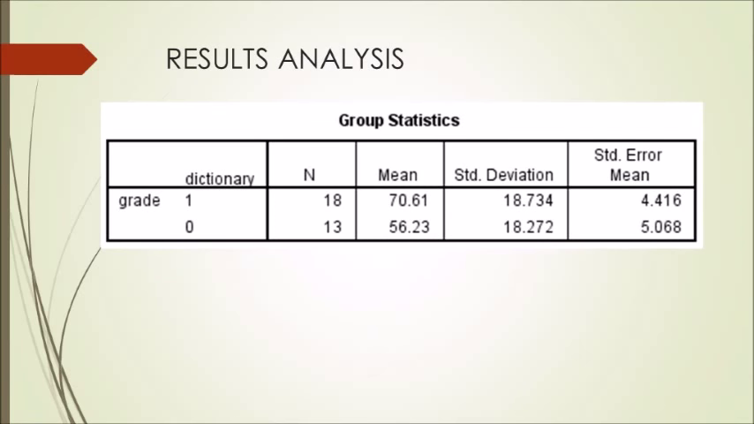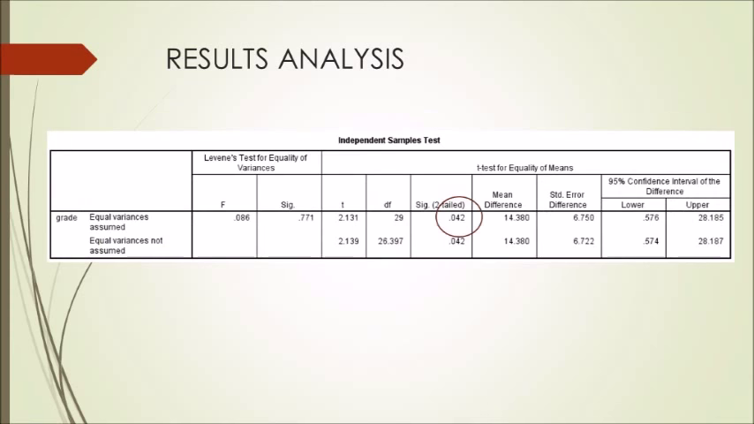Group statistics analysis indicated that the mean score for dictionary users was 70.61, whereas the mean score for dictionary non-users was 56.23. Furthermore, the results of the independent samples test indicated a significance of 0.042, which was lower than 0.05, indicating that we can reject the null hypothesis.